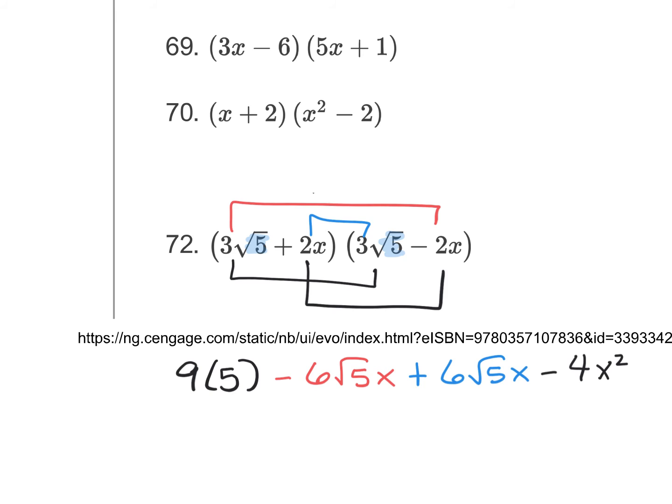Now what'll happen here is these are going to cancel. And then here I have to multiply 9 times 5 and then drop down the negative 4x squared. These are not like terms. I can't do anything with them.